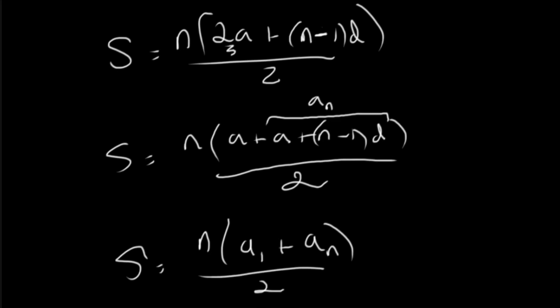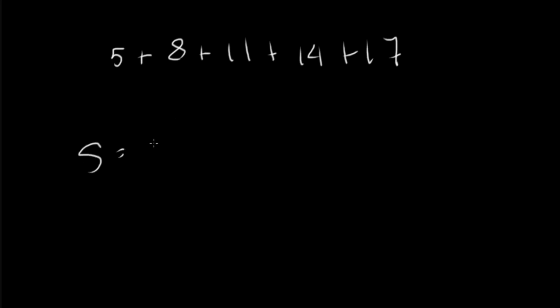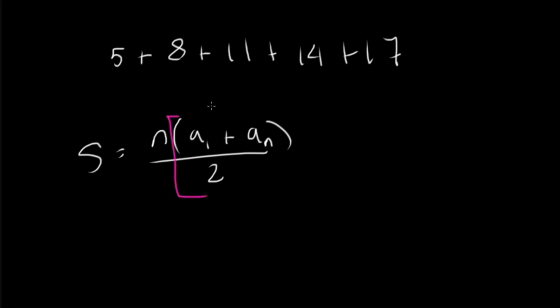That is the sum of an arithmetic sequence given the first term, the final term, and the amount of terms. There is no need to actually know the constant difference. And this kind of makes sense because, here's a quick example. If I give you 5 plus 8 plus 11 plus 14 plus 17, what that previous statement is saying is the sum of this thing is n times the first term plus the last term divided by 2. Well, what is a1 plus an divided by 2? That's the average of the first and last term.